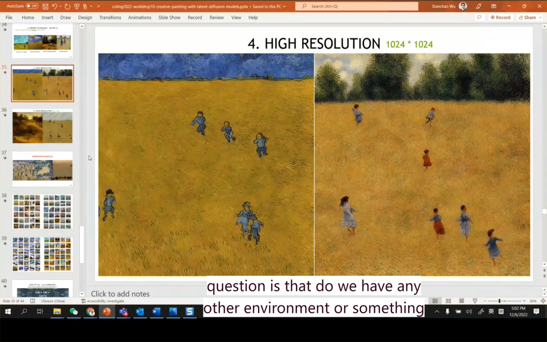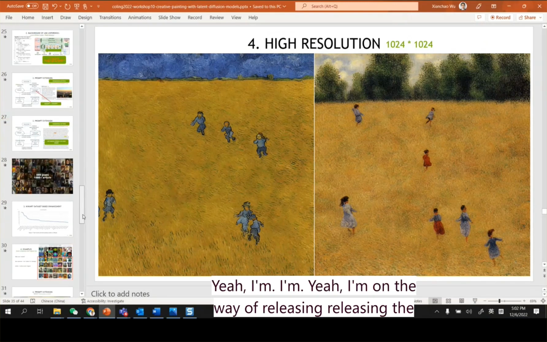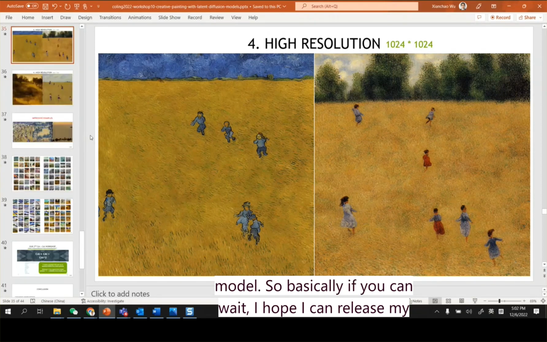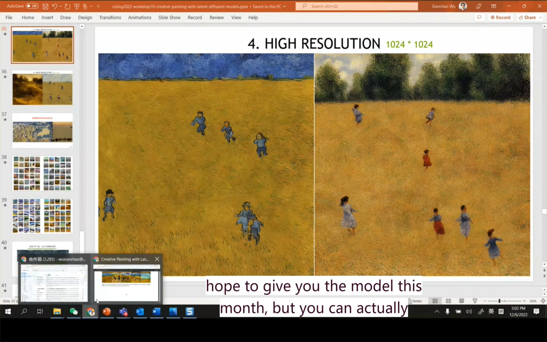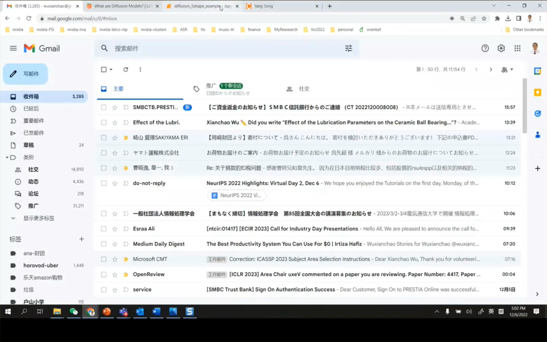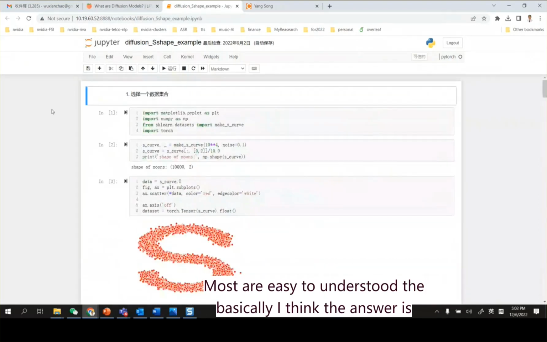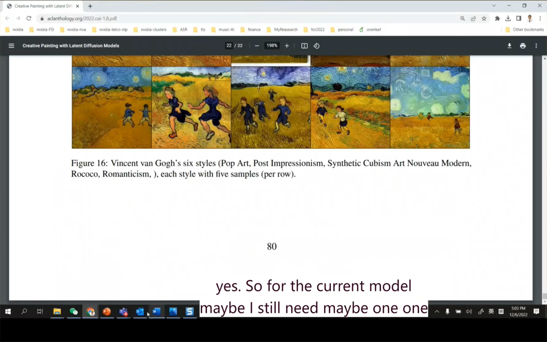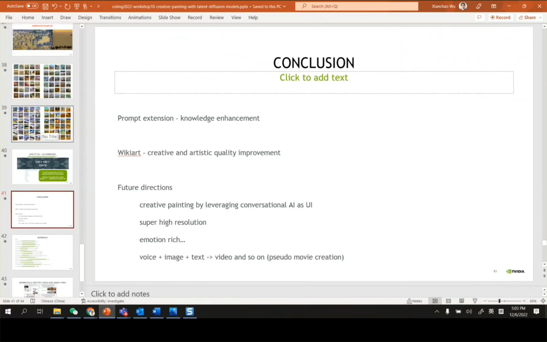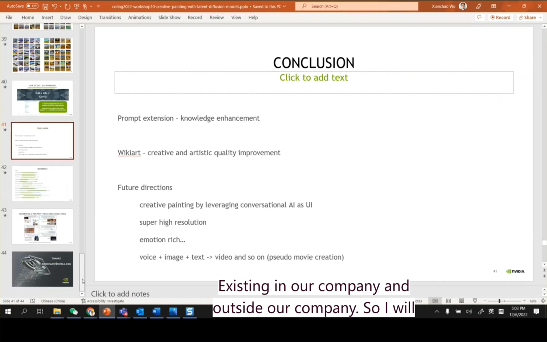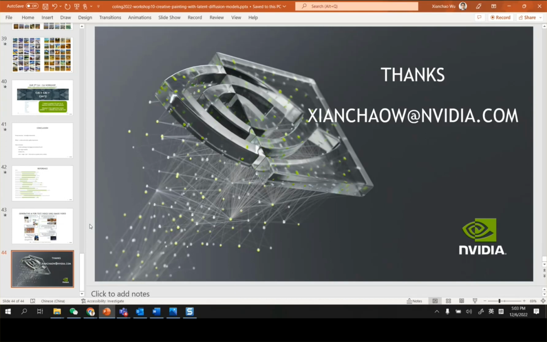My question is, do we have any environment that we can directly play with? Yeah, I'm on the way to releasing the model. If you can wait, I hope I can release my current model this month. But you can start to play from very simple code. I can share the simple code to the difficult code. Most are easy to understand. So basically, the answer is yes. For the current model, I still need maybe one week to prepare it. But at least there are a lot of models existing in our company and outside our company. So I will show you the resources so that you can play now. And then when my models are ready, I can share with you. Is that okay? It's okay. Thank you. Sure, no problem.